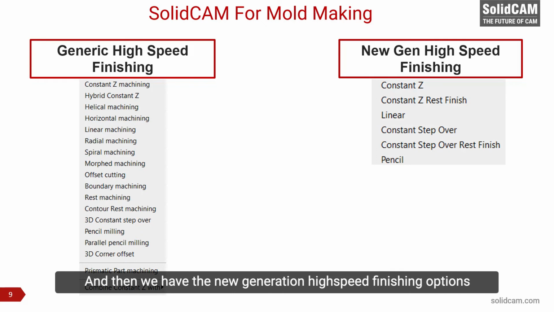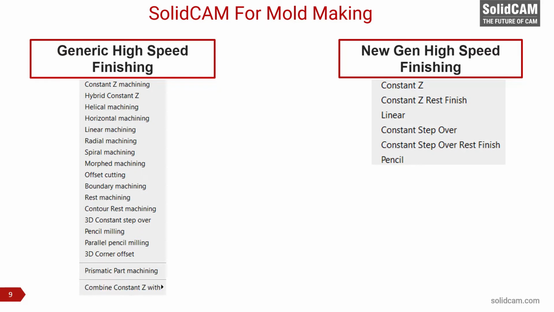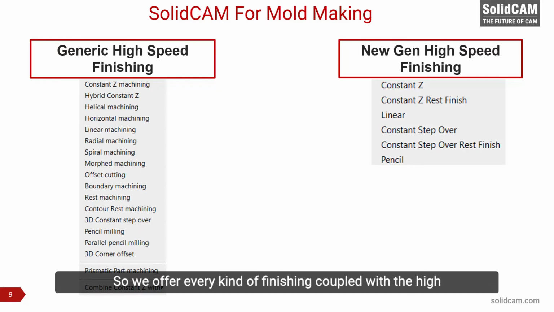And then we have the new generation high-speed finishing options, which are very fast in calculation. And here we offer constant Z rest machining, linear machining, constant step over rest finishing, and pencil machining. So we offer every kind of finishing coupled with the high-speed surfacing function, which is capable of doing local area surface machining. You can machine any kind of part the way you want with an exceptional surface quality.